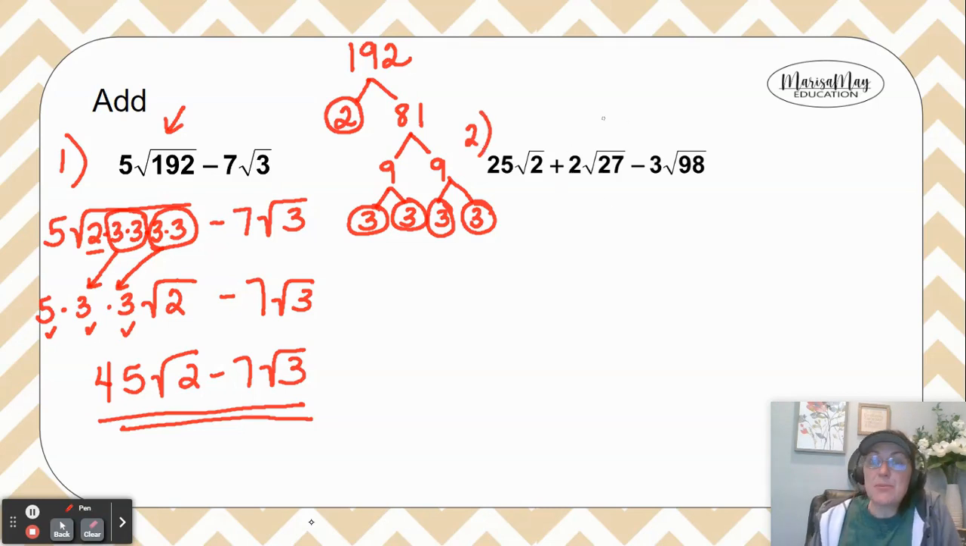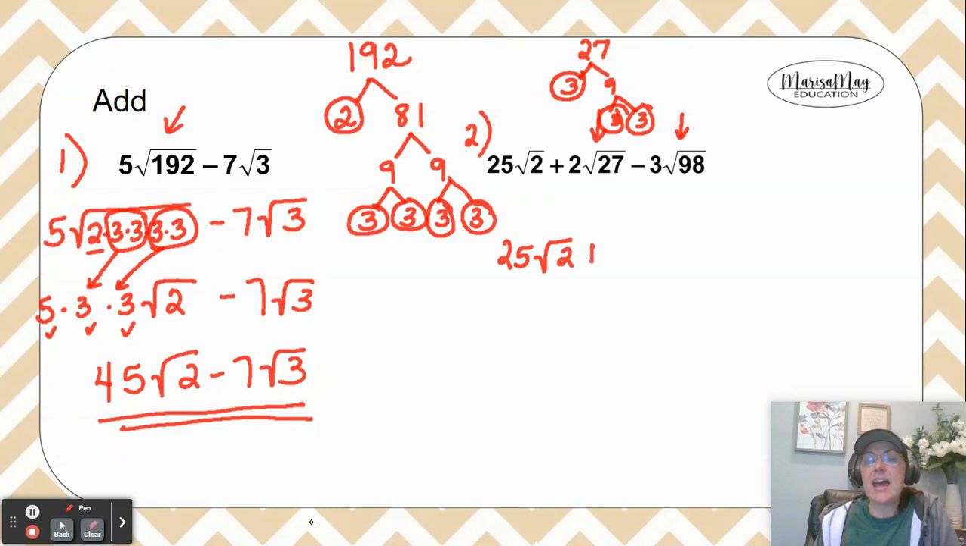I'm going to have to simplify this square root and this square root. So let's do 27 first. I'll do a quick little factor tree with it. 27 is 3 times 9. And 3 is a dead branch, and then 9 becomes 3 times 3, which also are dead branches. So I have the 25 square root of 2. I have the 27, and I'm going to rewrite the 27 as 3 times 3 times 3.